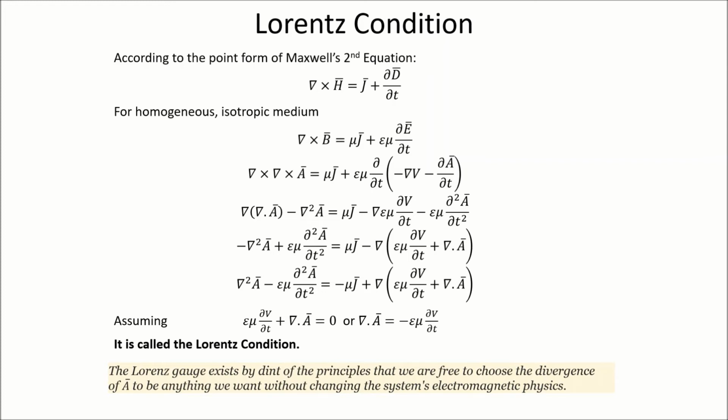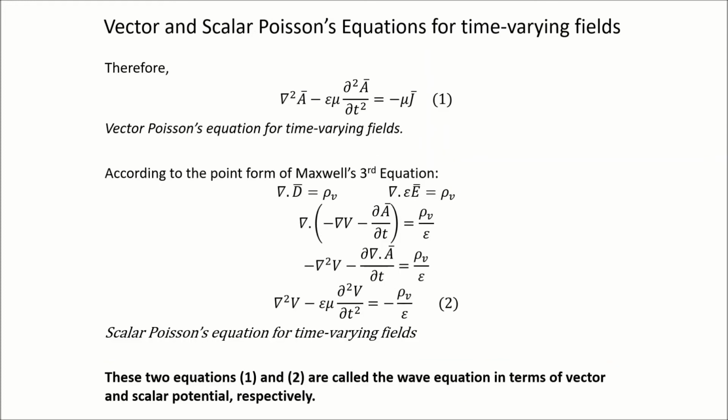If we apply the Lorentz condition, we obtain del squared A minus epsilon mu partial squared A over partial t squared equal to minus mu J. This expression is called the vector Poisson's equation for time-varying fields.